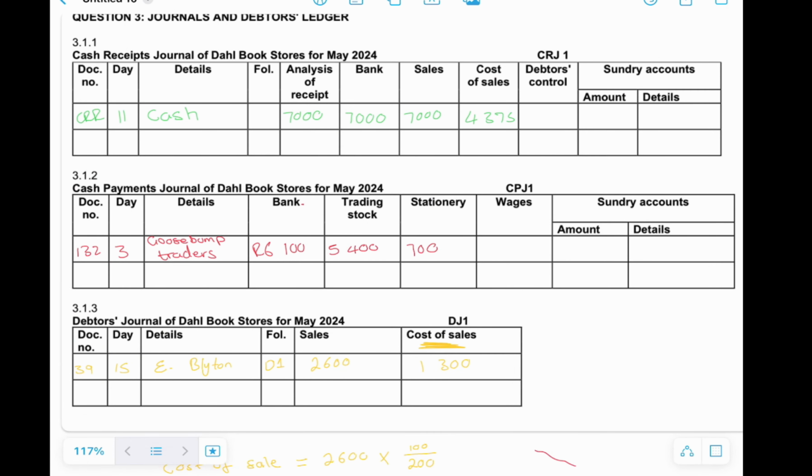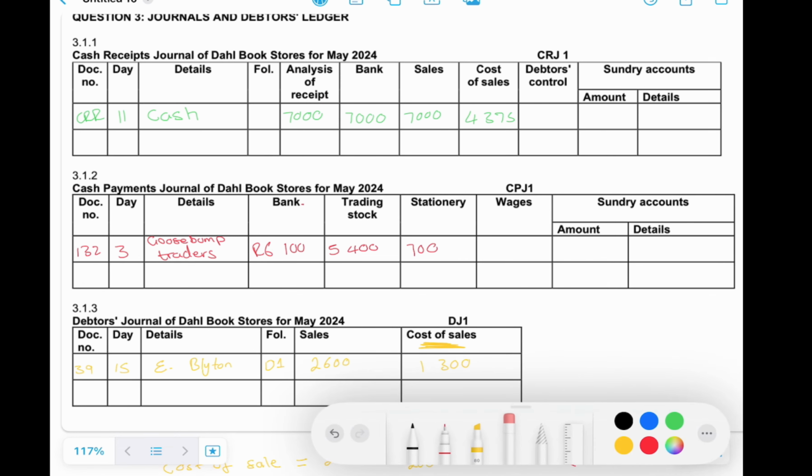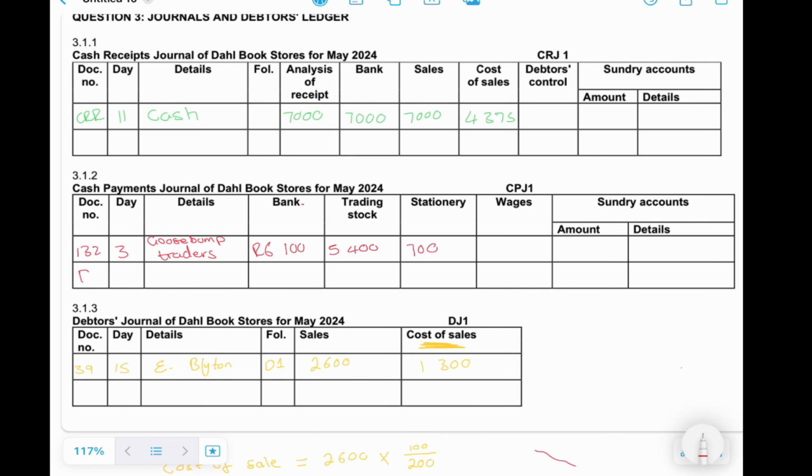We go to our CPJ, and the document number will be bank statement, because we saw this information of this transaction on the bank statement. This was on day 20. We paid J. Rowling, and we paid her 3,200. This amount was for salary. We don't have a column for salary here, which means we have to go to the sundry account.